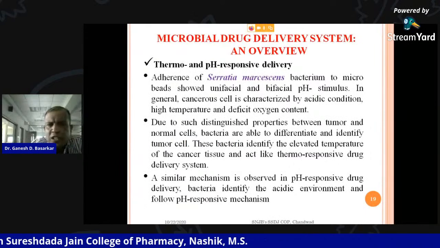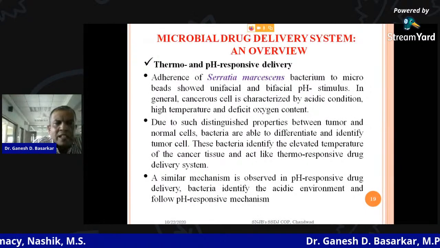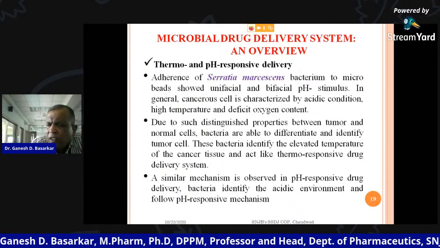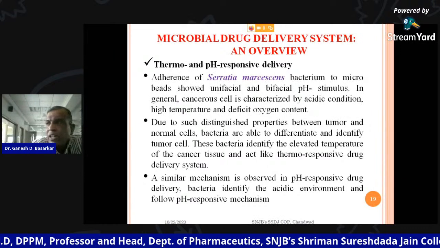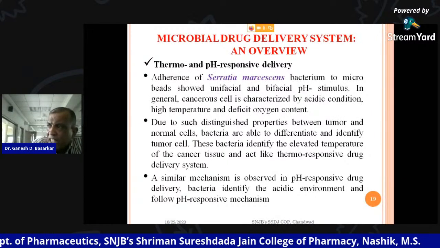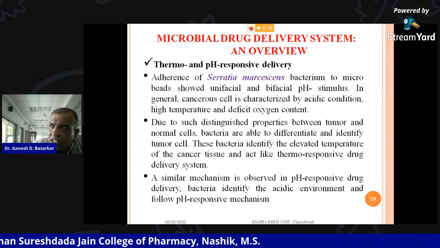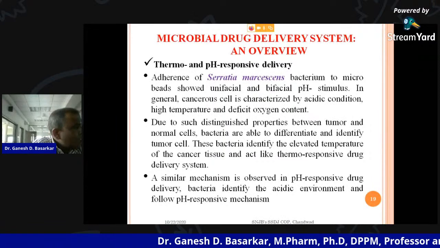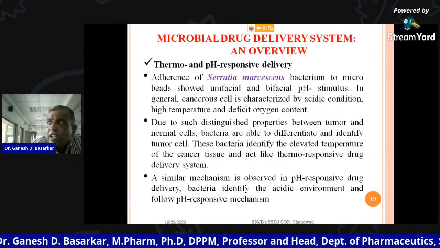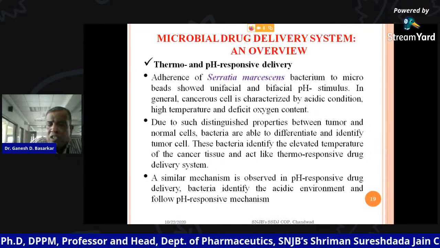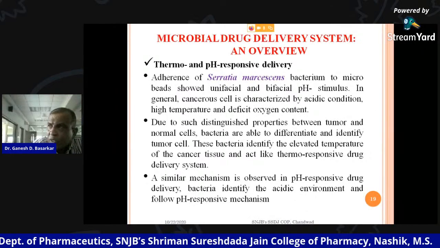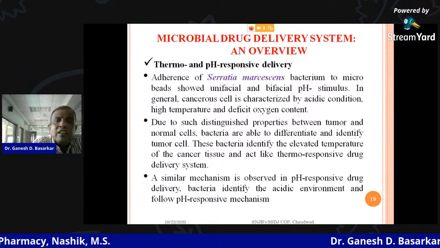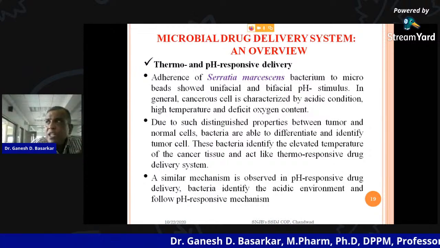Similarly, as I said, thermo- and pH-sensitive, and I am glad to share with the participants that this species, Serratia marcescens, is one of the best species on which microbiological scientists as well as pharmaceutical scientists all over the world are working. Even two research scientists from Nigeria who are working under me at SNJB College of Pharmacy Chandwad have isolated a secondary metabolite from this, and we have sent it for anti-cancer screening activity. We are expecting the results within a couple of days. We have sent it to the Tata Memorial Cancer Center Mumbai, and once we get the results, we will be developing one of these drug delivery systems in the near future.